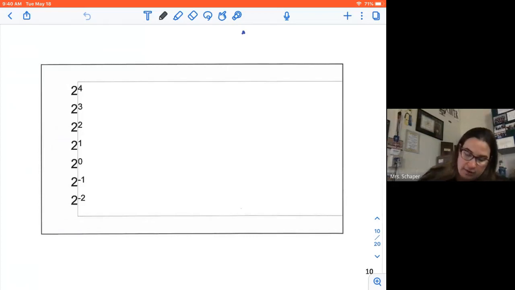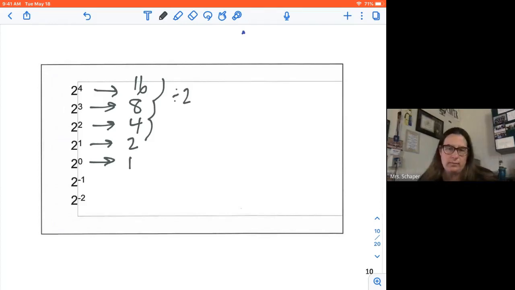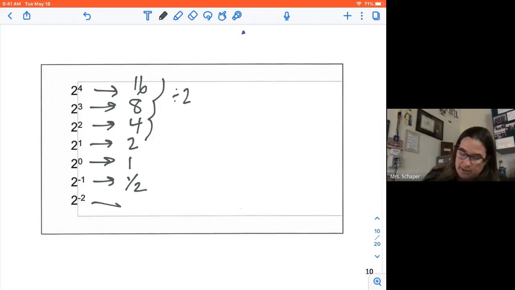And when you look at that, 2 to the fourth is 16. And 2 to the third is 8, and 2 squared is 4. 2 to the first is 2. 2 to the 0, do you see the pattern of what's happening each time? We're dividing by 2. So if we take 2 divided by 2, we're going to get 1. And then 1 divided by 2 is going to be 1/2. And then divided by 2 again is going to be 1/4.